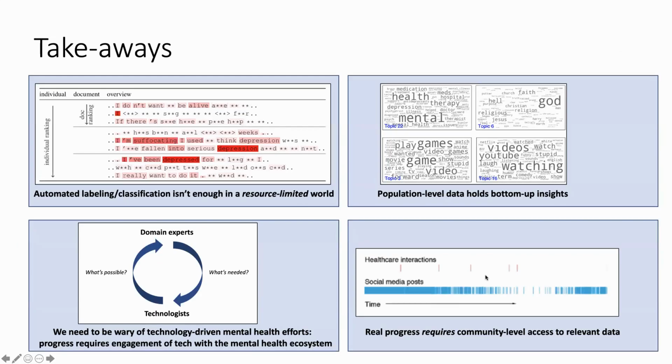So the takeaways that I want to leave you with. One, automated labeling or classification is not enough in a resource-limited world. A lot of this is echoing things that people have been saying in this overall discussion. So we need more than just machine learning of predictive classifier models, period, in the standard ways, right? Population-level data, as I've just been talking about, holds bottom-up insights. I've also emphasized this dynamic of the experts helping the technologists understand what's possible and the converse of what's needed, and the technologists helping the expert community understand what's possible. Right? The famous line, which may be apocryphal, of Henry Ford saying, if I'd asked them what they wanted, they would have said faster horses. Right? So knowing what's possible helps inform the other side of the discussion.